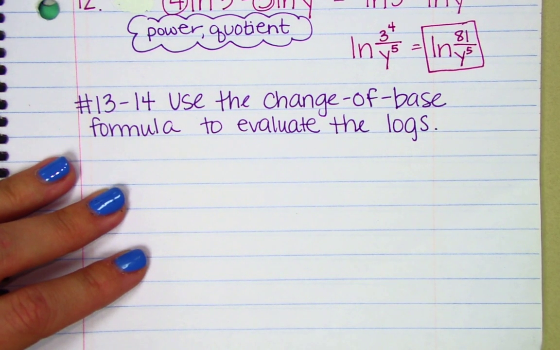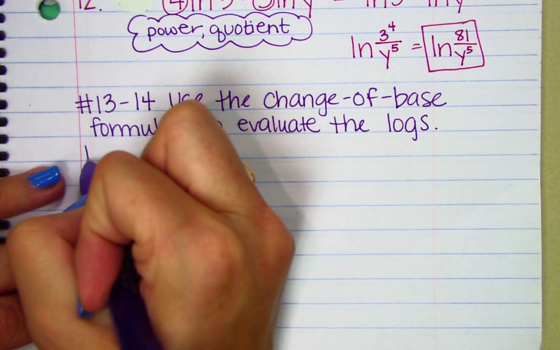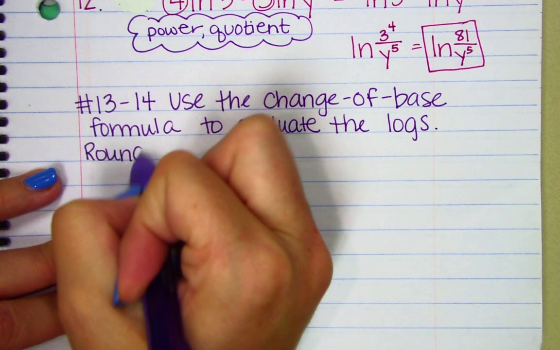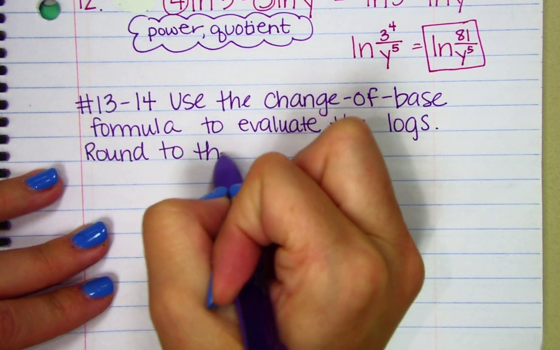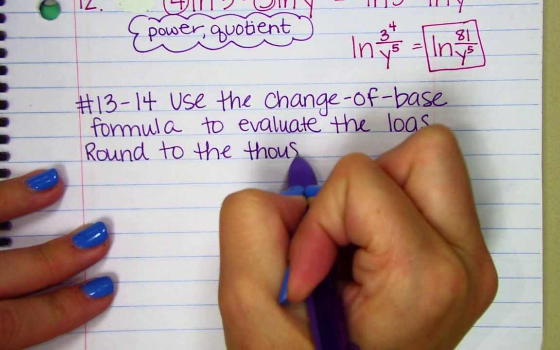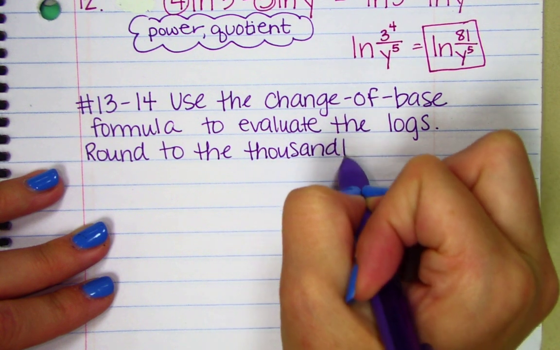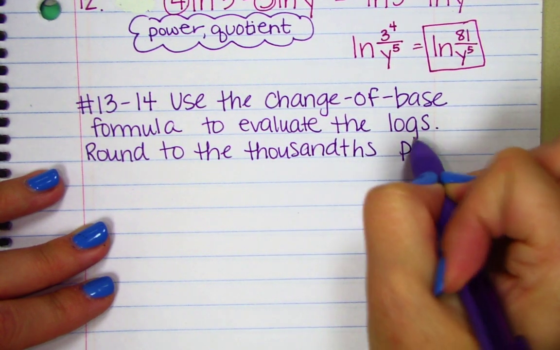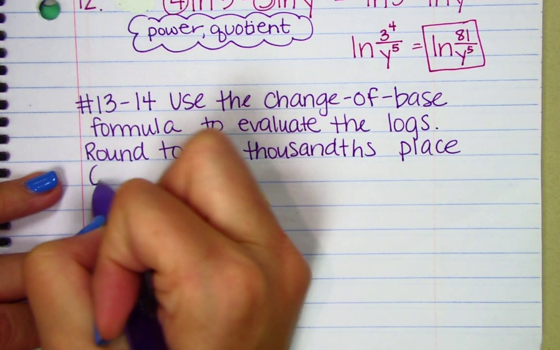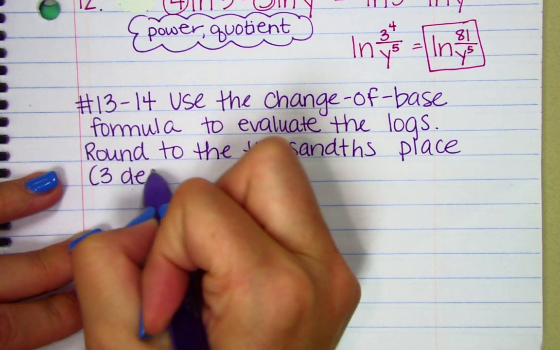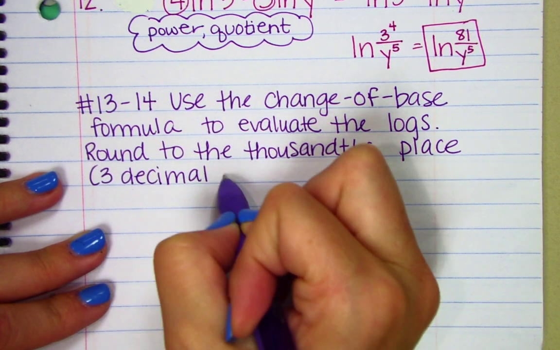Right, I'm going to write it down on here. Every one of these, you're going to round to the thousandths place, which is 3 decimal places. 3 places after the decimal.